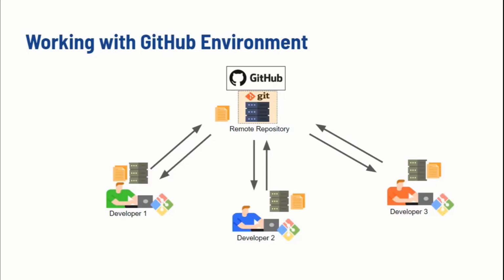In this lab exercise, we will understand the collaborator role and how you can add a collaborator to your Git repository. So here, let's take an example. We have 3 developers connected to a remote repository. Developer 1 is the main developer, whereas developer 2 and developer 3 are the collaborators.